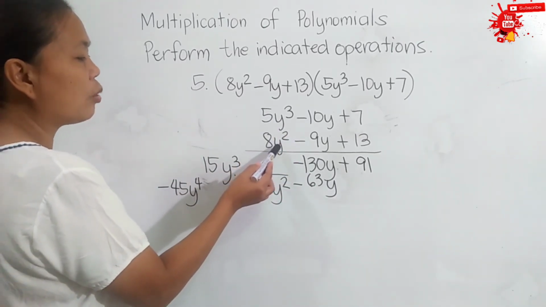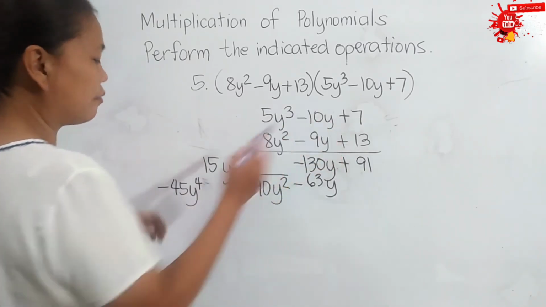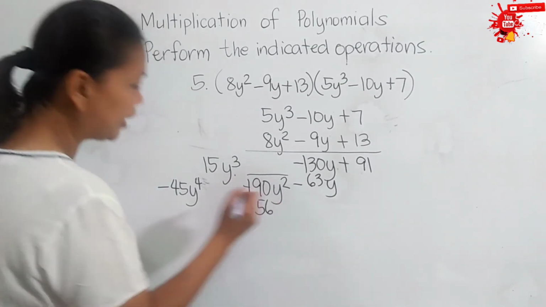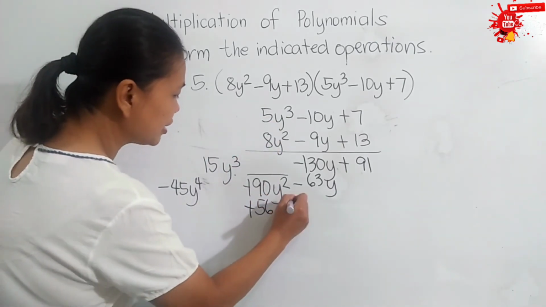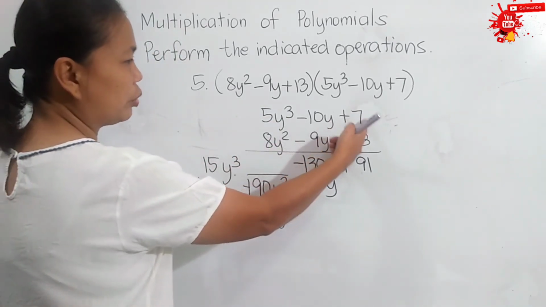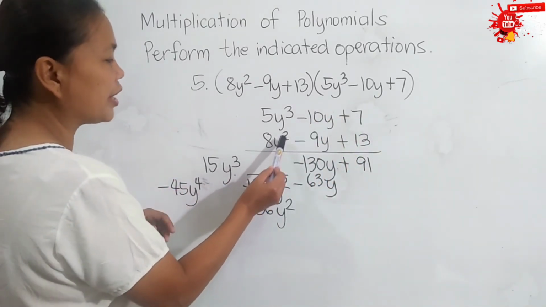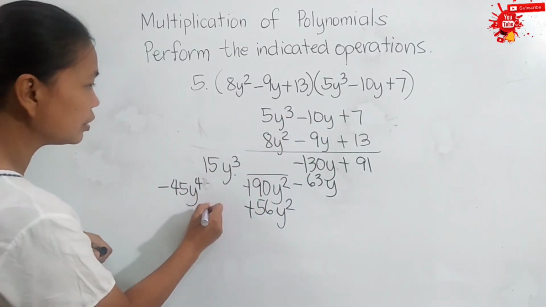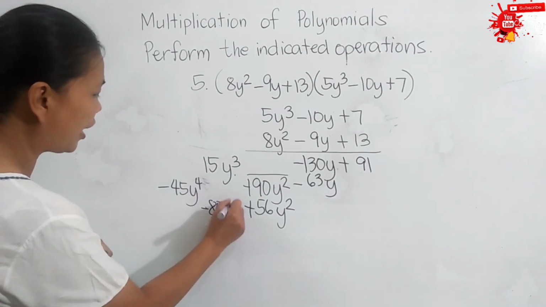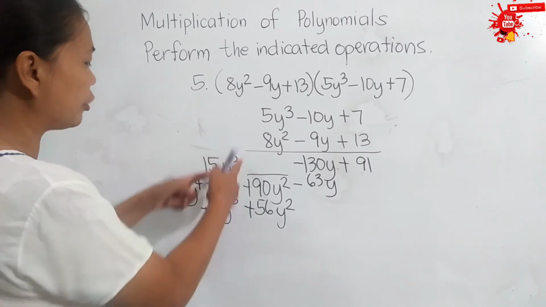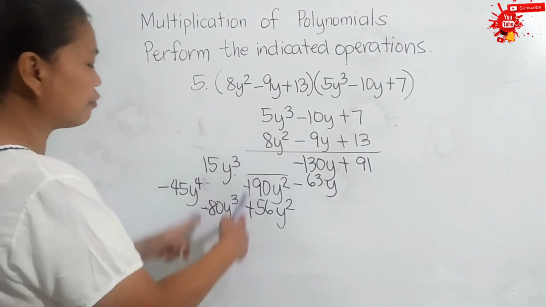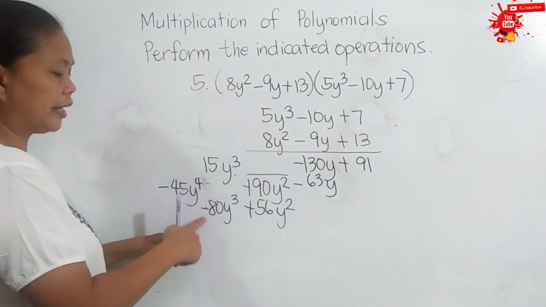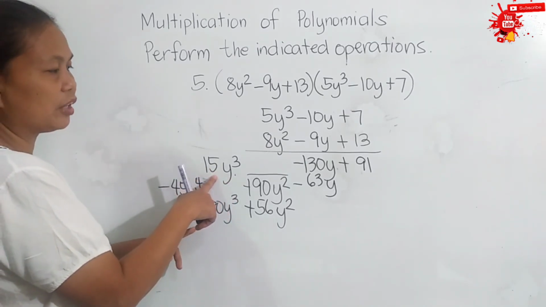So let us multiply 8y squared times positive 7. So we have positive 56y squared. So we will align it with 90y squared because they are similar terms. So we just copy y squared because we don't have y here. And then 8y squared times negative 10y. So we have here negative 80y cubed. So we write it below 15y cubed because they are similar. So we write it vertically according to similar terms. So we have here negative 80y cubed because it is similar with 15y cubed.